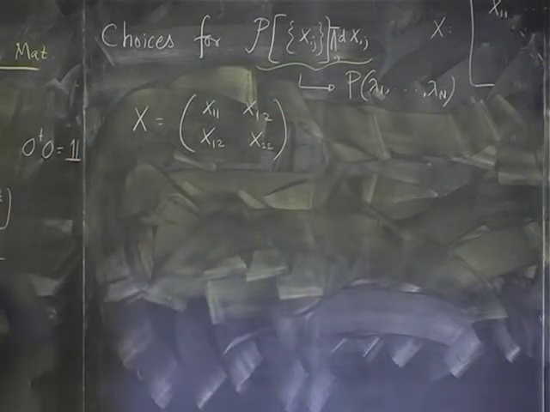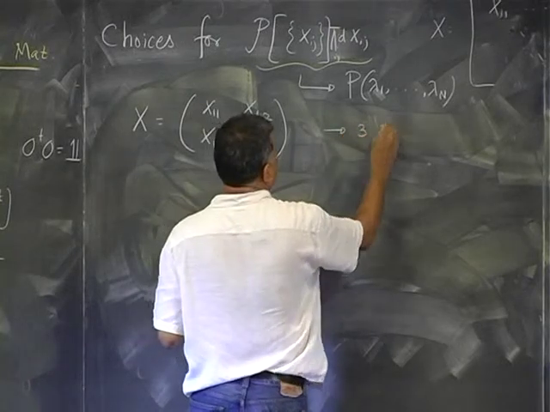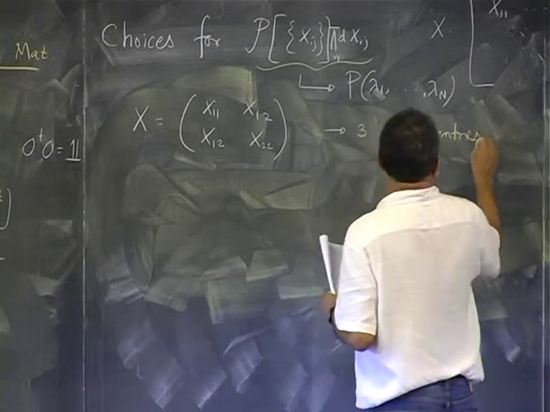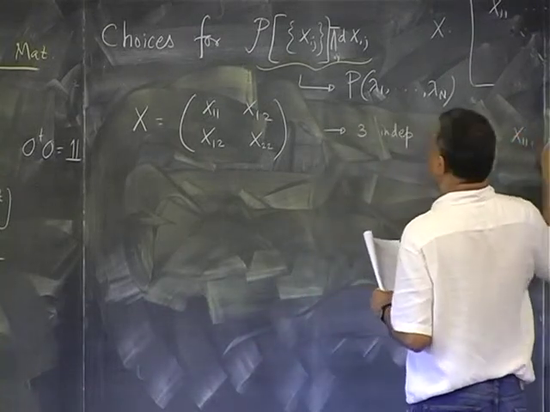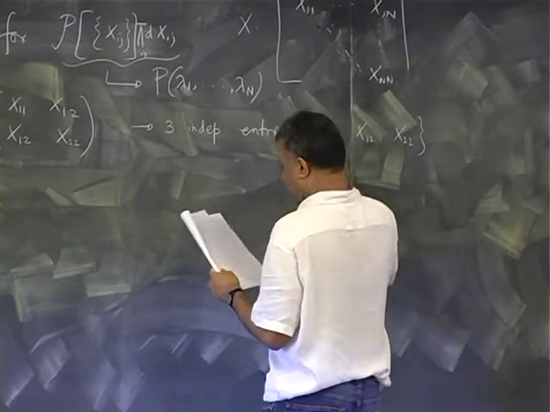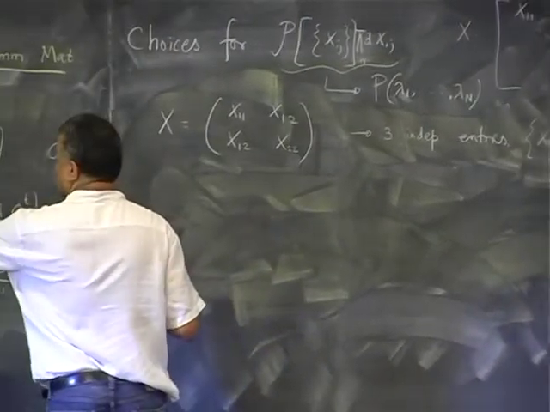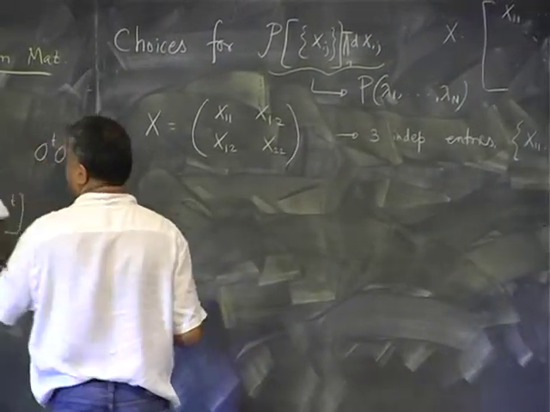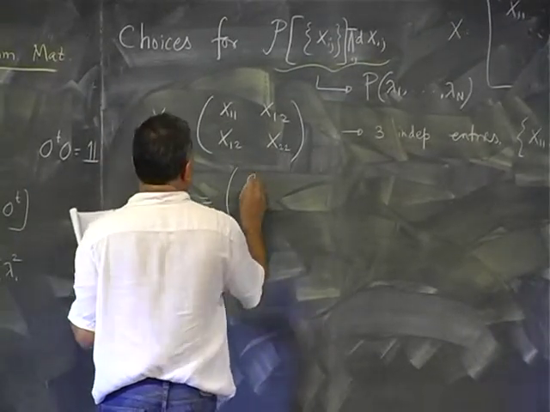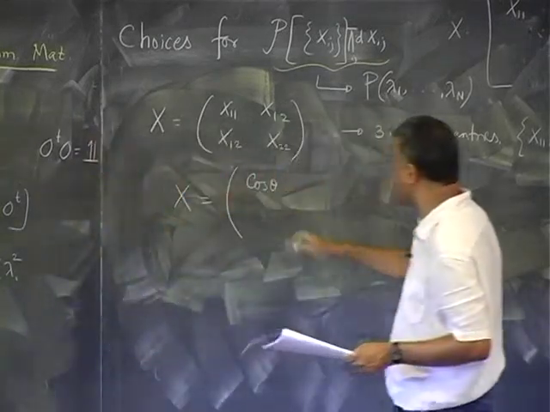So as I said, there are 3 independent entries, n into n plus 1, which are this x11, x12, x22. So I want to make this orthogonal transformation, x going to O lambda O dagger. That means I want to write x as, for 2 by 2 matrices, you know that the orthogonal transformation you can parameterize by this angle theta.